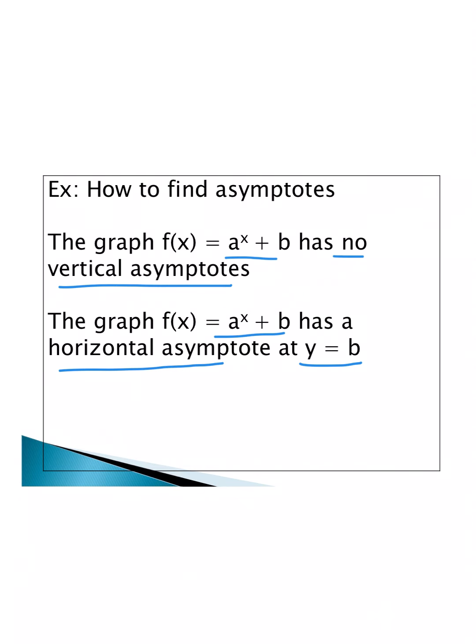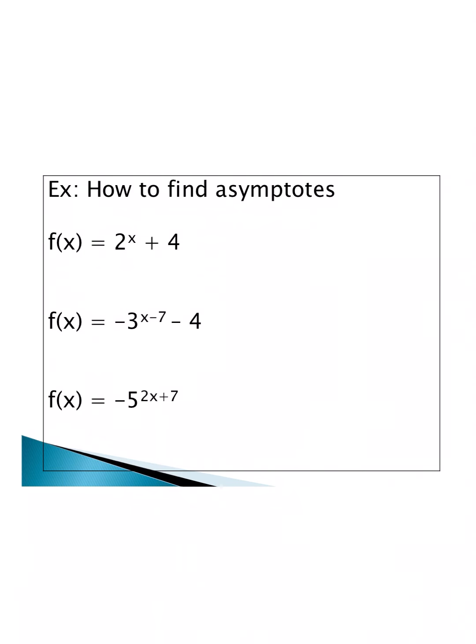It was also part of our range. So that is definitely a relationship where whatever we're adding or subtracting is always going to end up being our horizontal asymptote. Okay, just to verify that we can apply that, we want to make sure we can find our horizontal asymptotes for these functions. All we really need to do is identify the number being added or subtracted.